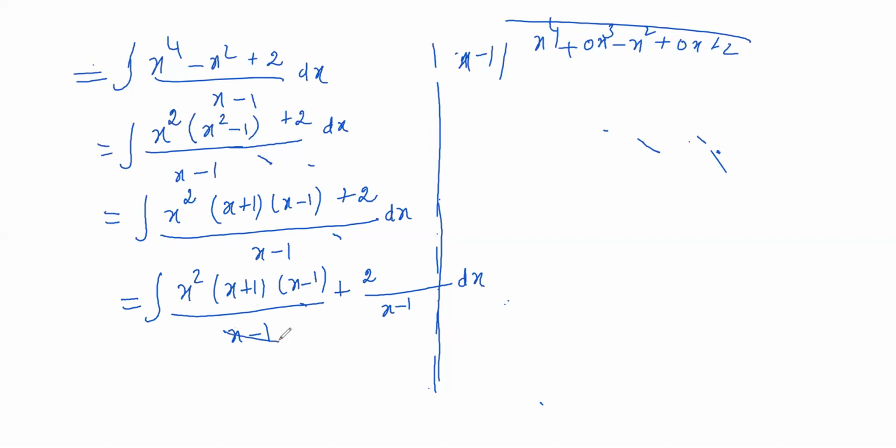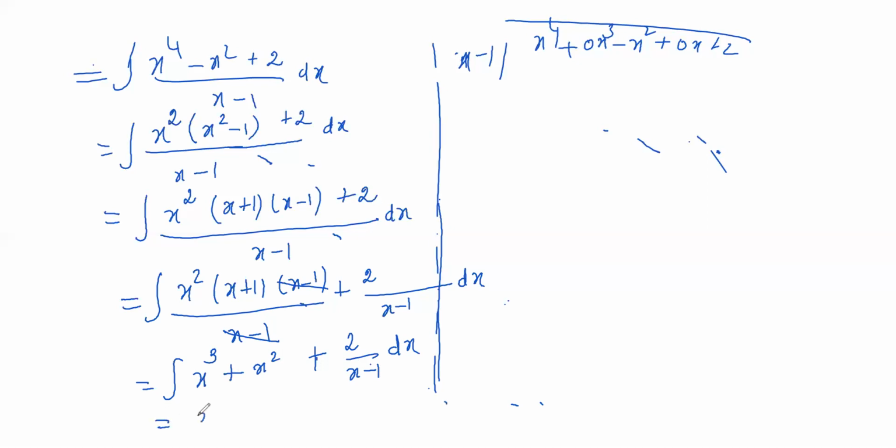Now this x minus 1 gets cancelled. We multiply x squared into x plus 1 and remove the bracket: x cubed plus x squared. This is the first term, plus 2 by x minus 1, dx, which is somewhat easier. Now we'll go for the usual integration.